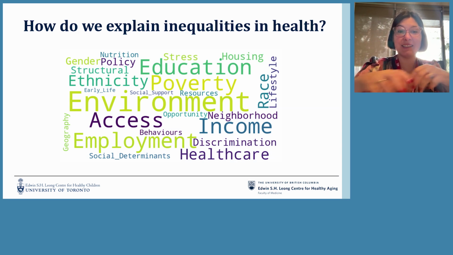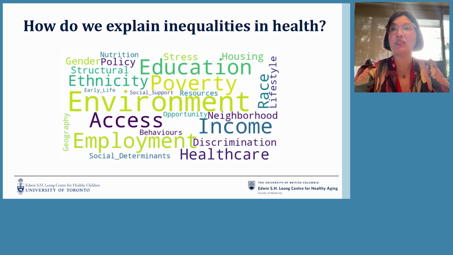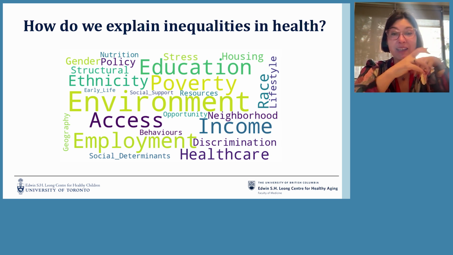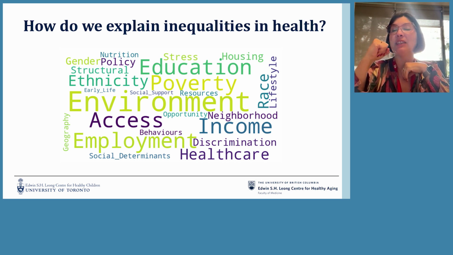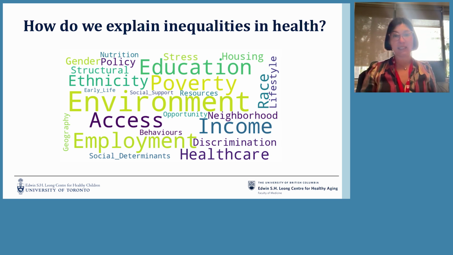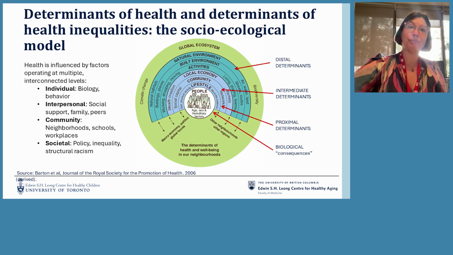Here is one of the recent slides I had in one of my classes. You can see words such as environment, access, income, social determinants, lifestyle. Of course, every class has a different set of words, but generally they repeat themselves, and this is quite a clear representation of what we are going to discuss during this submodule.